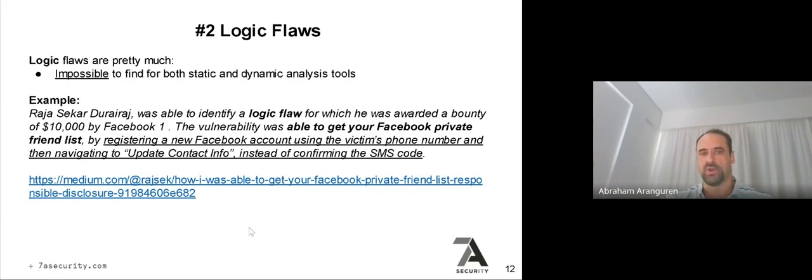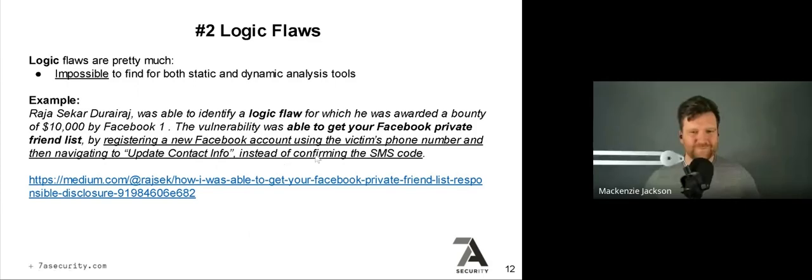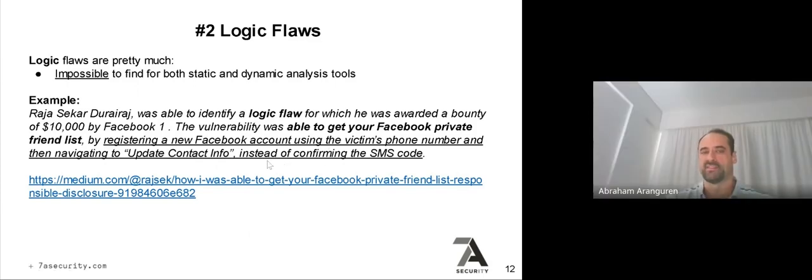And here I'm just going to show some examples. In this case, this guy found a logic flaw and got $10,000 from Facebook because he was able to get your Facebook private friend list by registering a new Facebook account using the victim's phone number and then navigating to update contact info instead of confirming the SMS code. This type of issue, as you read it, is impossible for an automated tool to find. An automated tool will not have the brains so far. We will know with AI what happens, but so far, I don't know any automated tool that will find something like this.